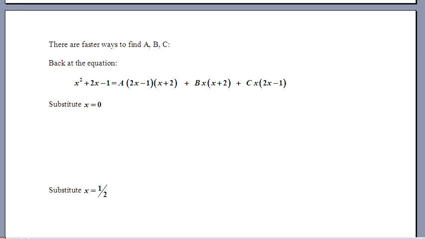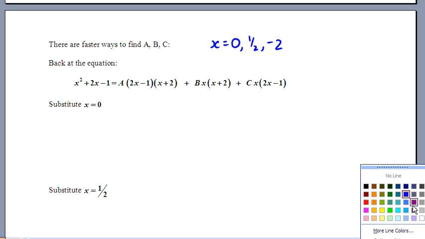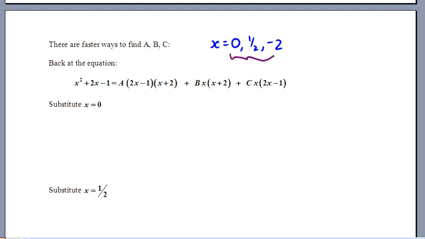One way that people like to quickly find these values for a, b, and c is to do a little substitution, because they know that these values for a, b, and c should create an equation that's true no matter what the value for x is. So they try out three very interesting values. Here I'm going to try substituting in 0, 1/2, and the last one is -2. So what is so special about those numbers? Well, looking back at the original question, those were the non-permissible values for that particular fraction.